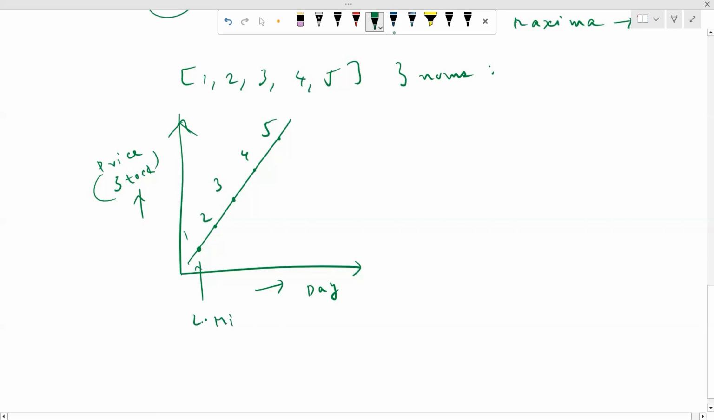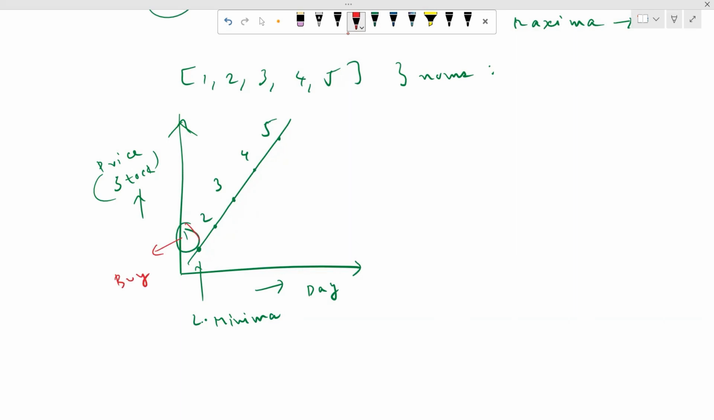This can be considered as a local minimum. Why is it local minimum? Because there is no left value over there, and the right value is 2, which is greater than the 1, right? So it can be considered as a local minimum. So we'll directly buy the stock on the first day, which is 1 over there, right? We'll directly buy the stock.